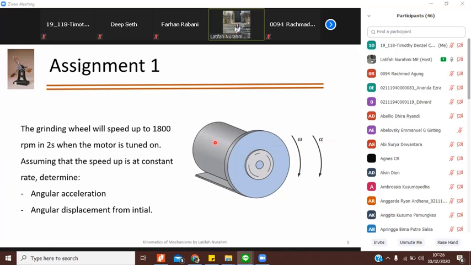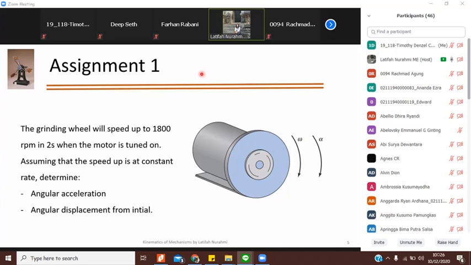And then the grinding wheel will speed up to 1800 RPM in 2 seconds when the motor is turned on. Assuming that the speed up is at a constant rate, find number one, angular acceleration, and number two, angular displacement from initial.